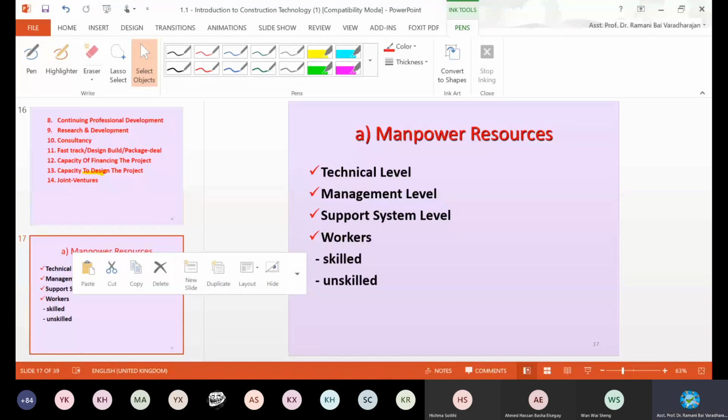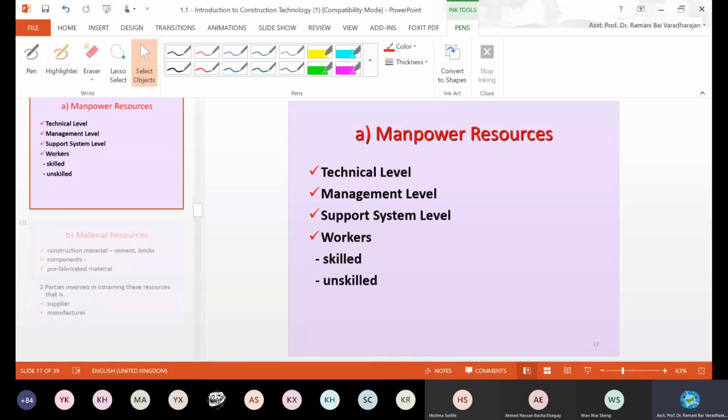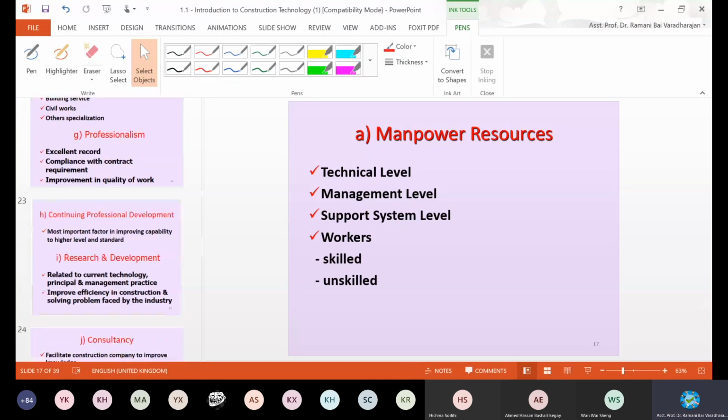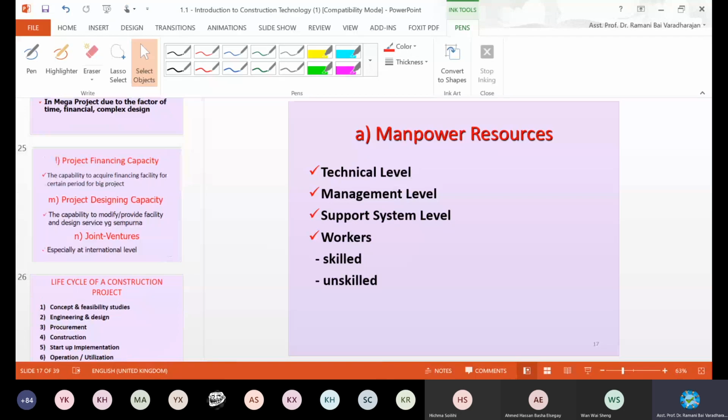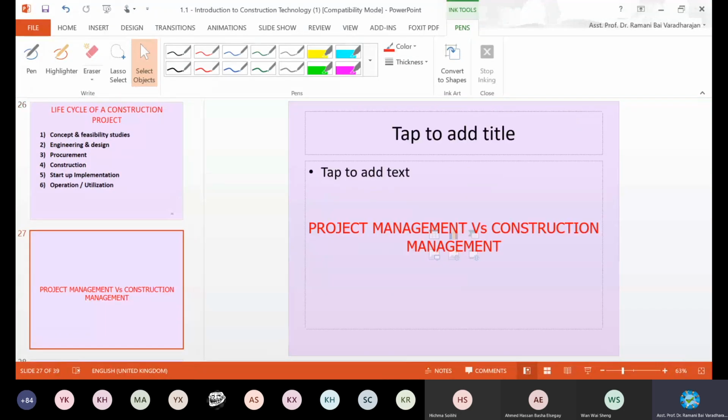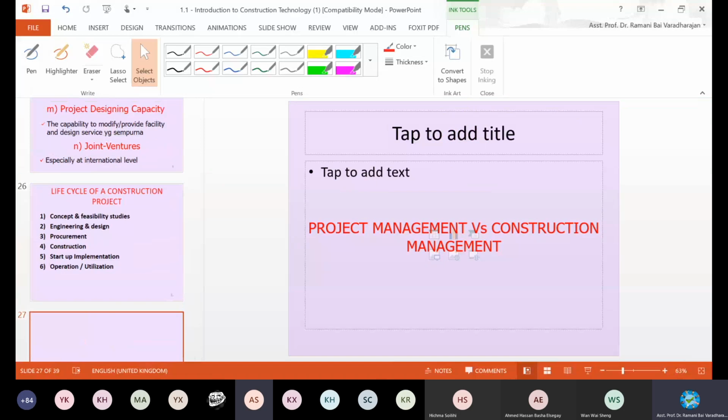Okay, let's proceed. Manpower resources. One by one, we can see in detail here. It's better you read and come. I will continue in the next class for this one. Let me jump to this one. I need to give you this before that. Maybe I will go back again to the details later on.